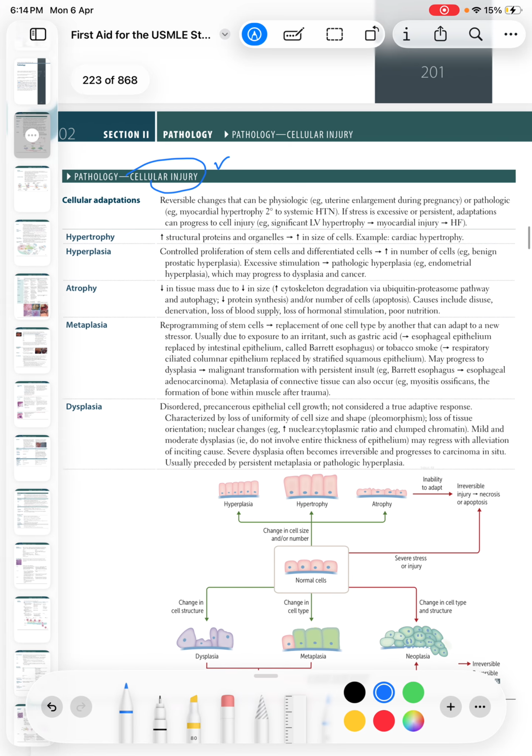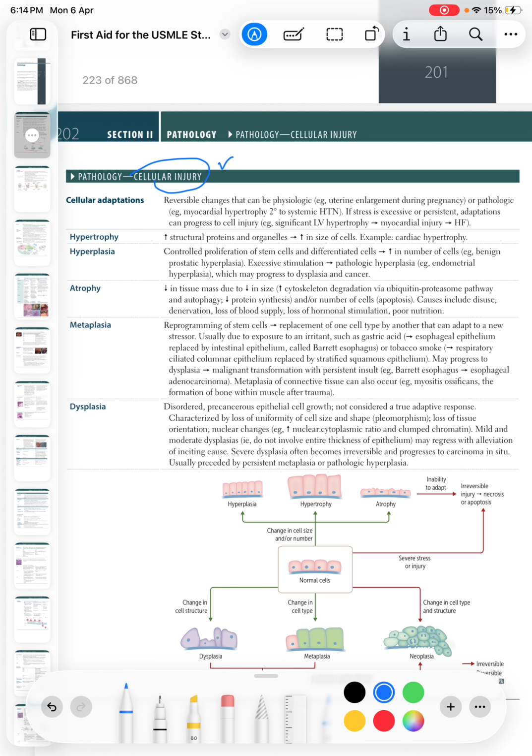Now, what is cellular adaptations? Cellular adaptations are reversible changes which can be physiologic, for example, uterine enlargement during pregnancy, or pathologic, for example, myocardial hypertrophy secondary to systemic hypertension. If stress is excessive or persistent, adaptations can progress to cell injury. For example, significant left ventricular hypertrophy, which leads to MI and which leads to heart failure.